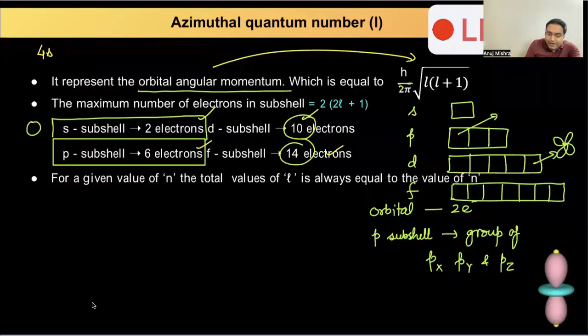Now let us see the next line written here. The number of electrons in a subshell is 2 times 2l plus 1. ये क्या कहना चाहता है भाई? ये बोल रहा है number of electrons जो है वो 2 times 2l plus 1 के बराबर होंगे. Max number of electrons in a subshell. So how do you prove this thing?